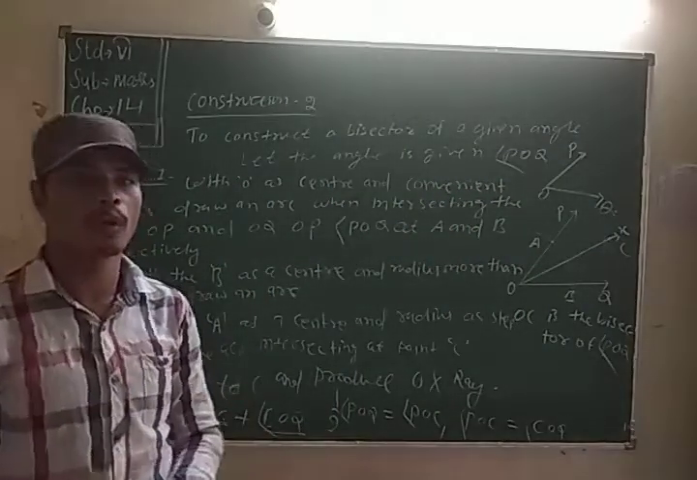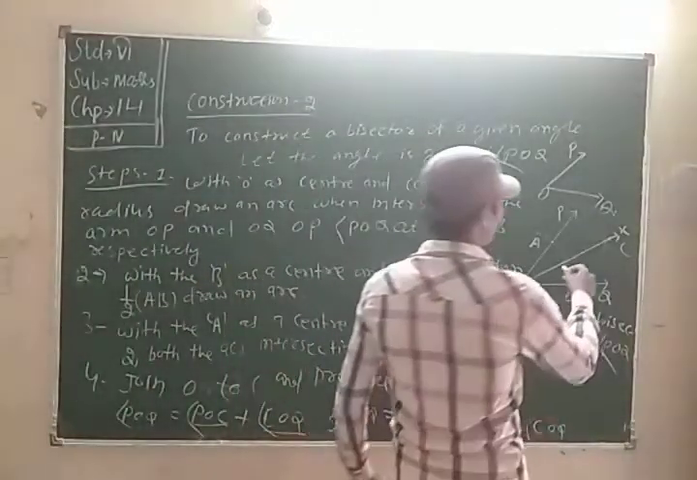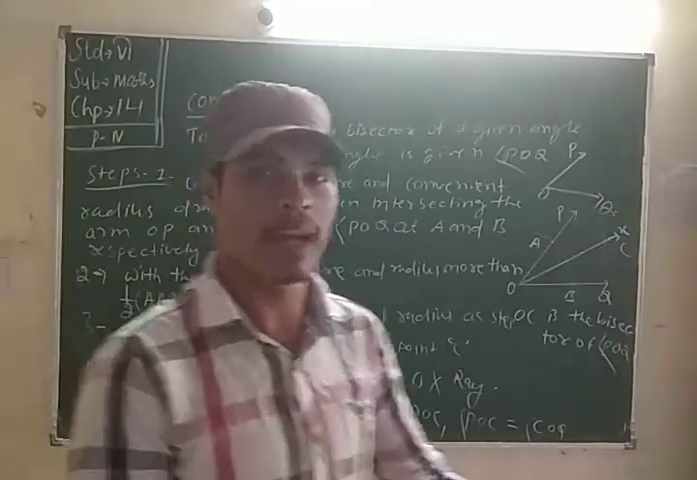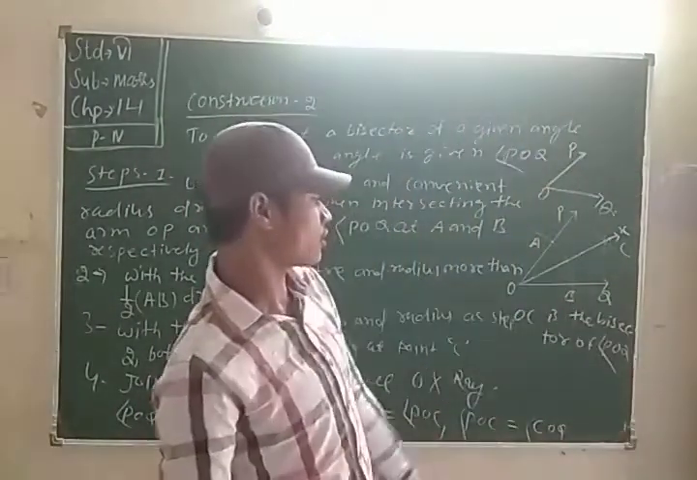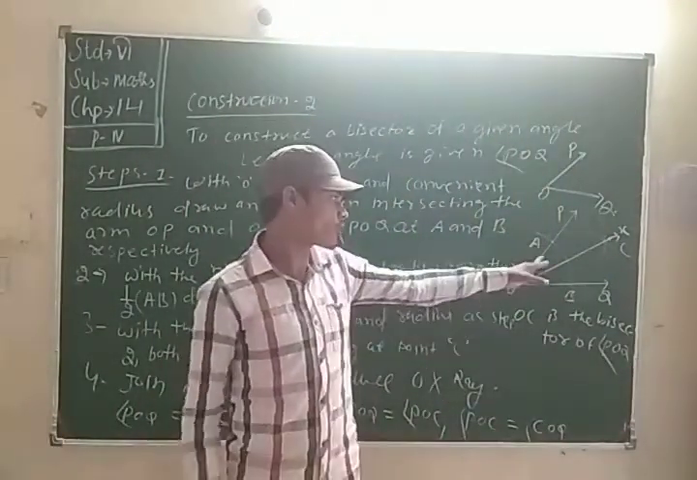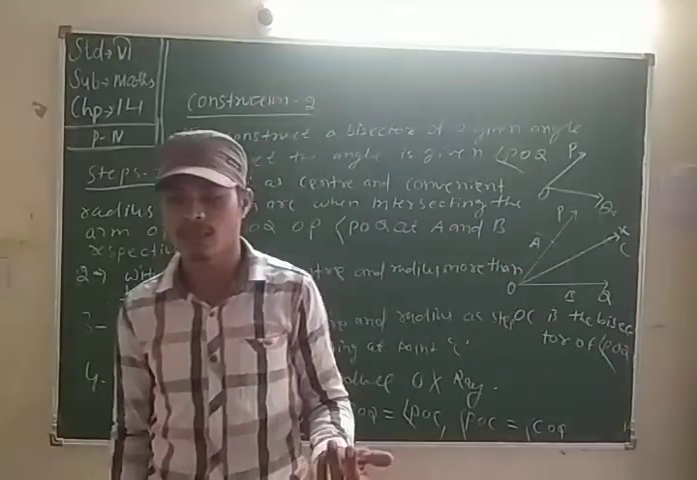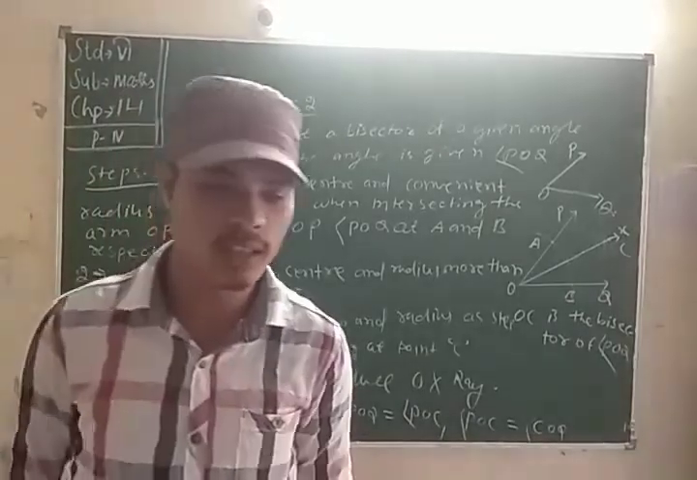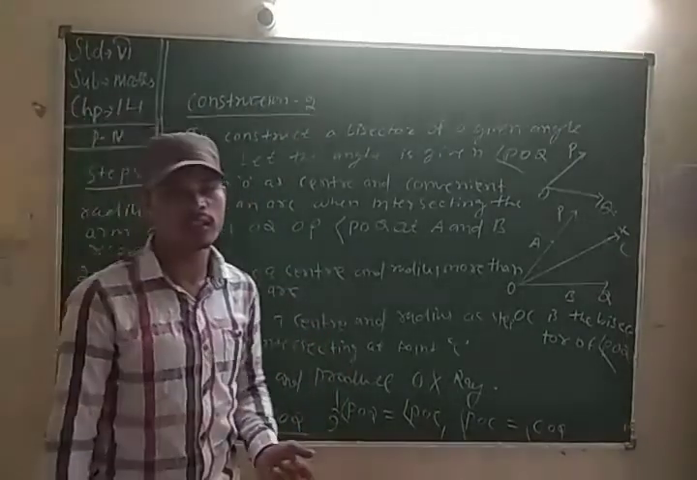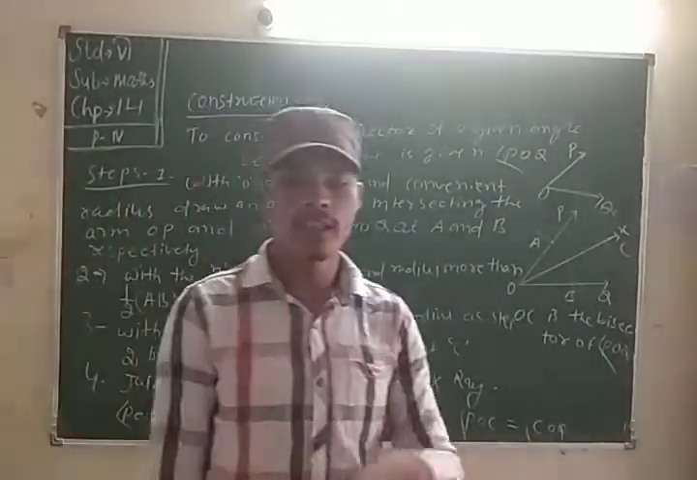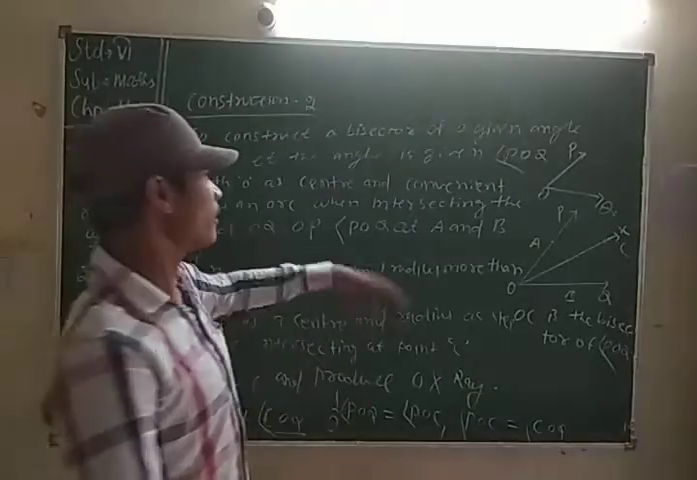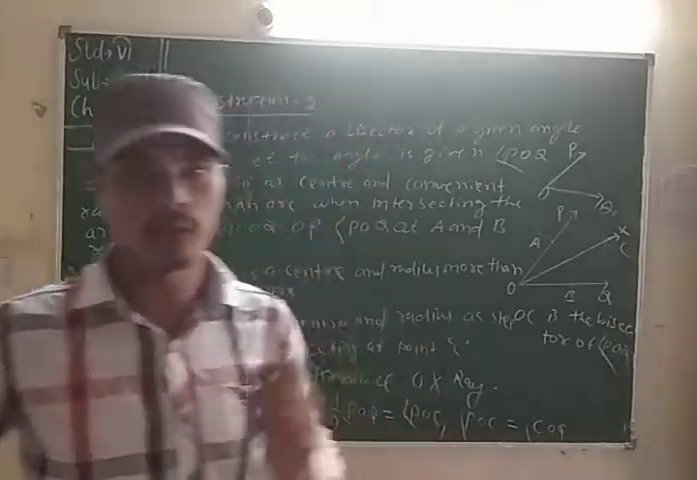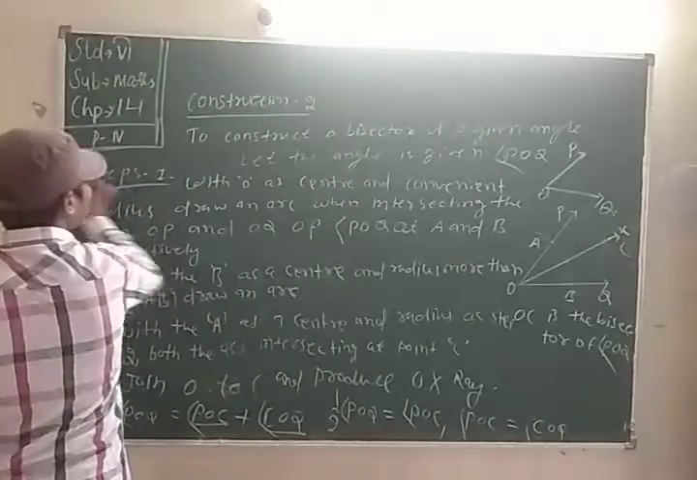Clear? I hope all of you understood how to construct the bisector of a given angle. You can also verify it using a protractor. If both measures are the same, then it is the bisector. Now we will learn constructions of 30 degrees, 60 degrees and 120 degrees. See the board.